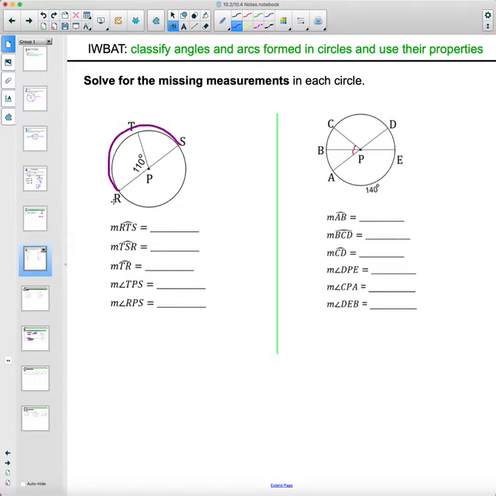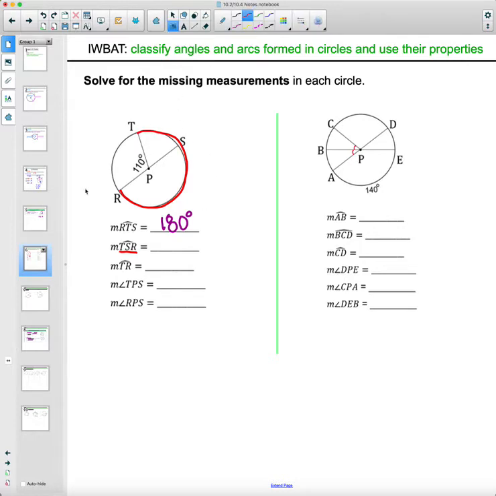Okay, RS is a diameter, so this arc is 180 degrees. It's exactly half of the circle. How about arc TSR? Remember, you start at the first letter, go through the middle, and end at the next letter. So TSR is going this way. Let me get this purple line out of here. Okay, so TSR is this way.